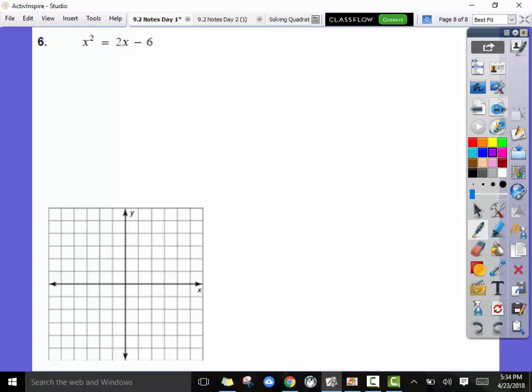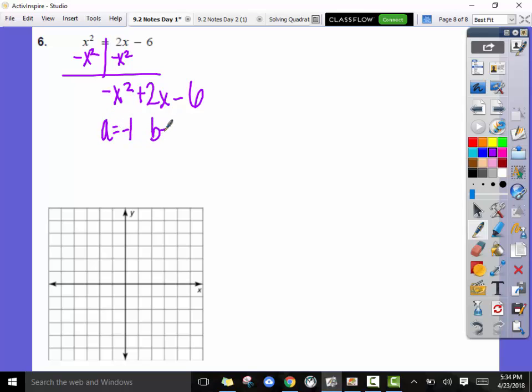And the other one I chose for you is number 6. So this is also not in standard form. x squared equals 2x minus 6. So you've got two options. You can either subtract x squared on both sides, or you can subtract 2x and add 6 on both sides. Less steps is always better. So you have negative x squared plus 2x minus 6. A equals negative 1, b equals 2, c equals negative 6. And I am going to go ahead and let you complete this.